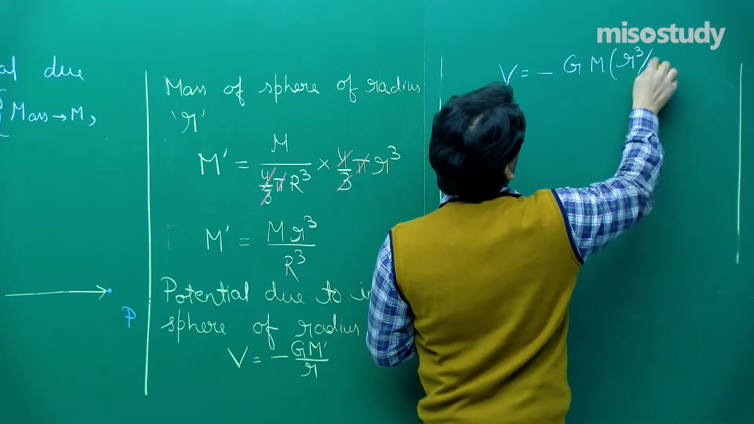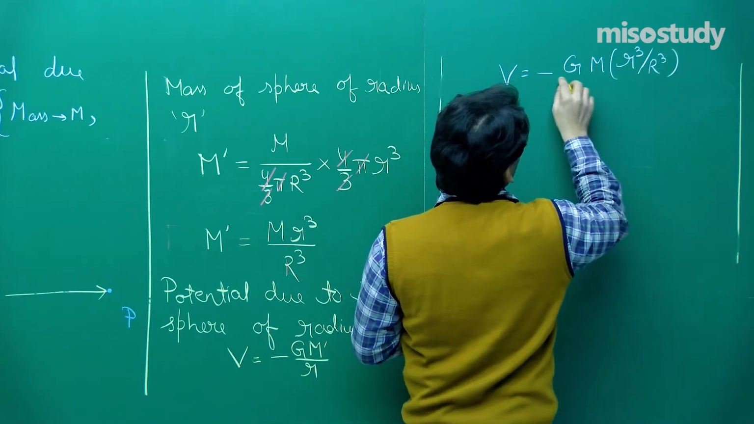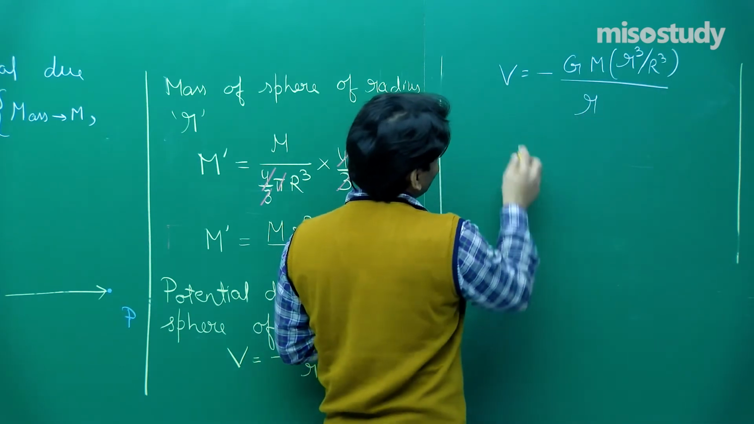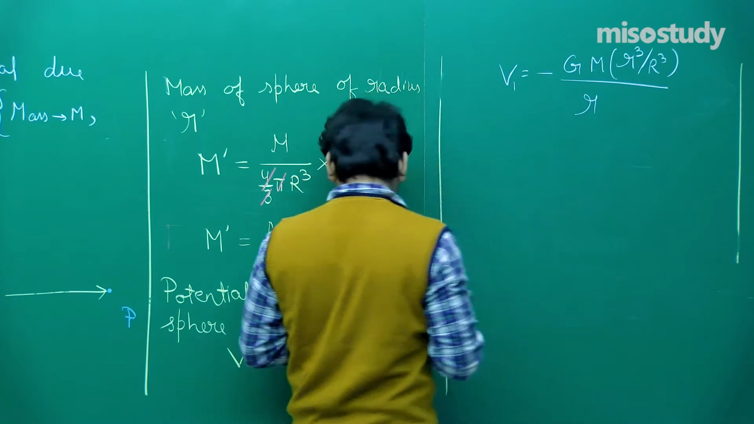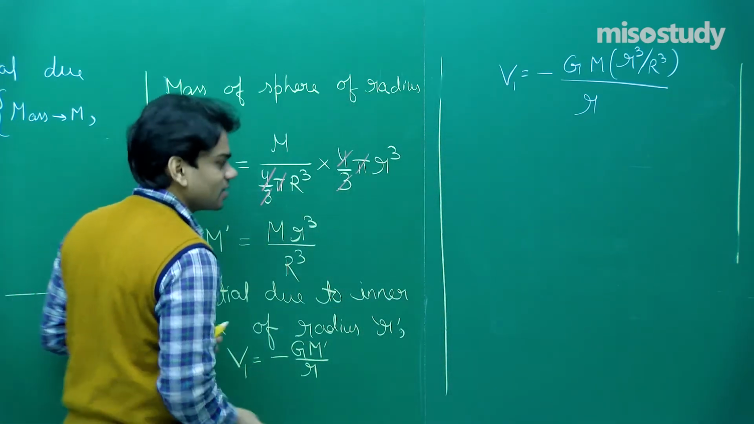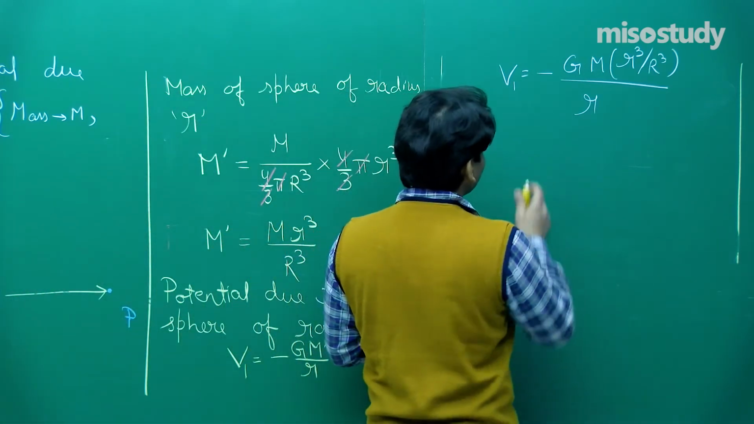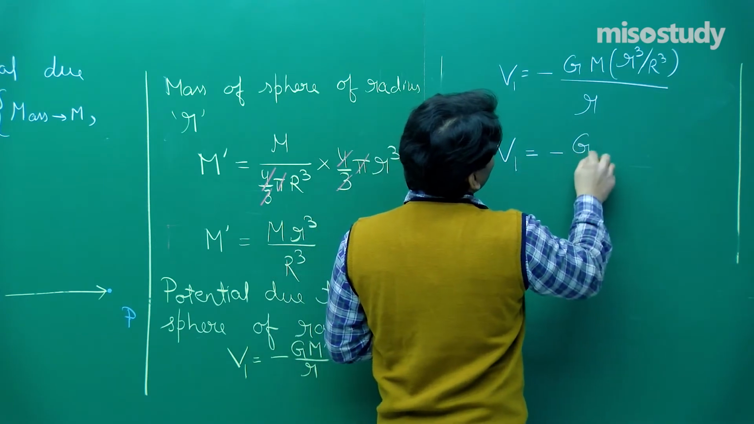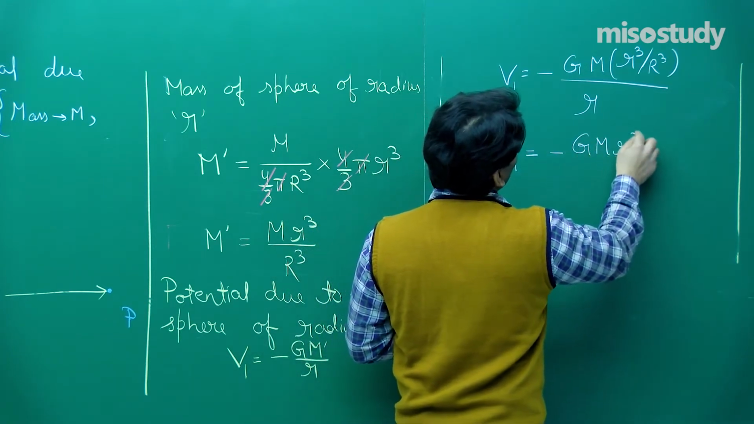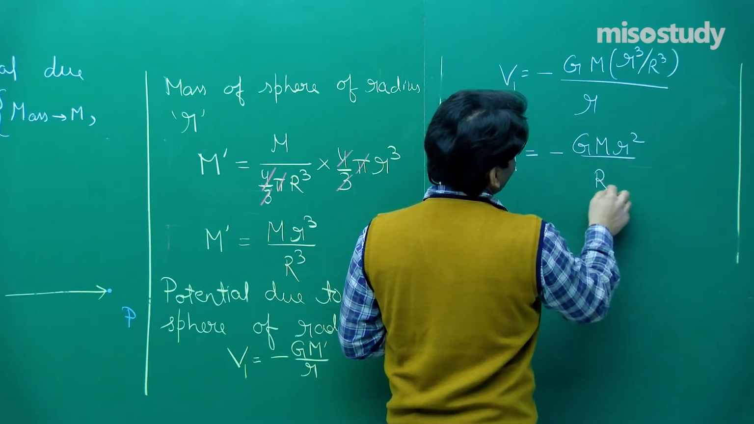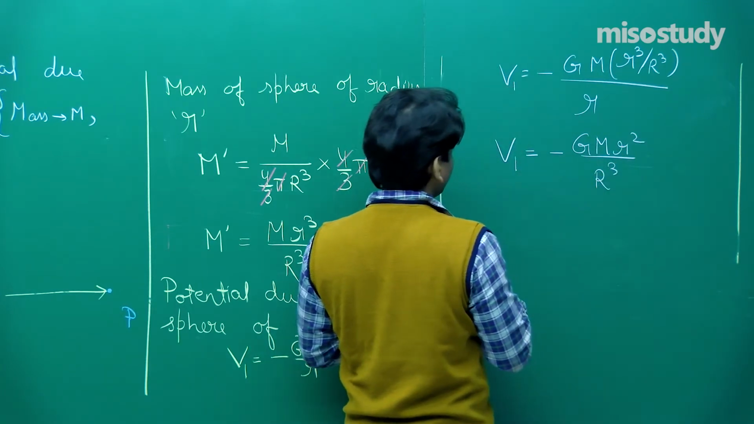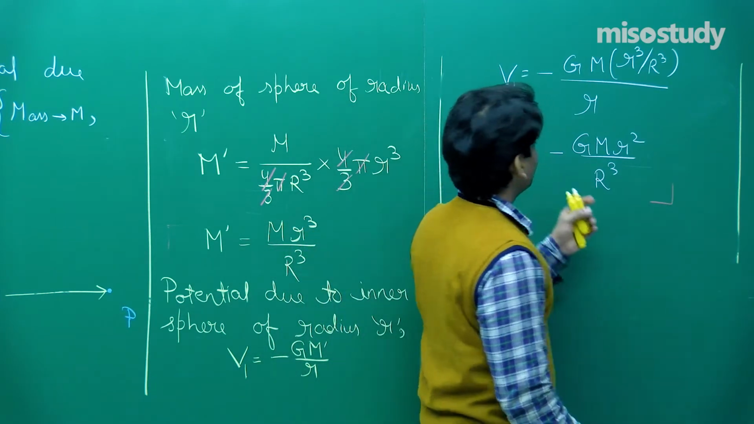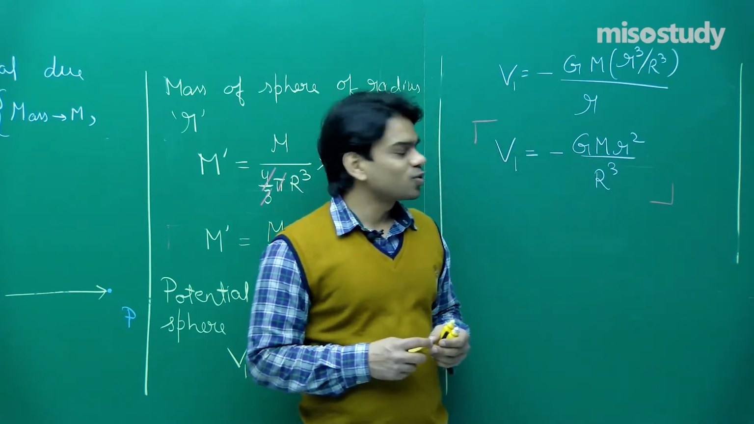Mr cube by r cube divided by small r. This is what we are going to obtain. You see here, this is V1, and let me also write this as V1 because this is one potential due to the inner sphere. So, V1 comes out to be minus GM r square by r cube. One thing we obtained, V1 is equal to minus GM r square by r cube.